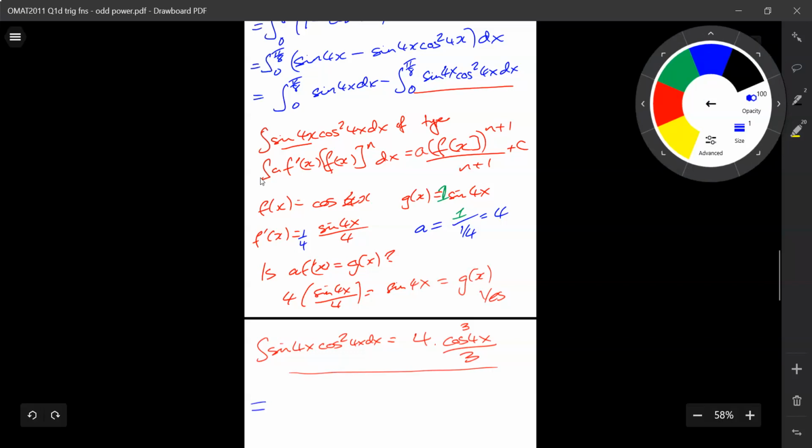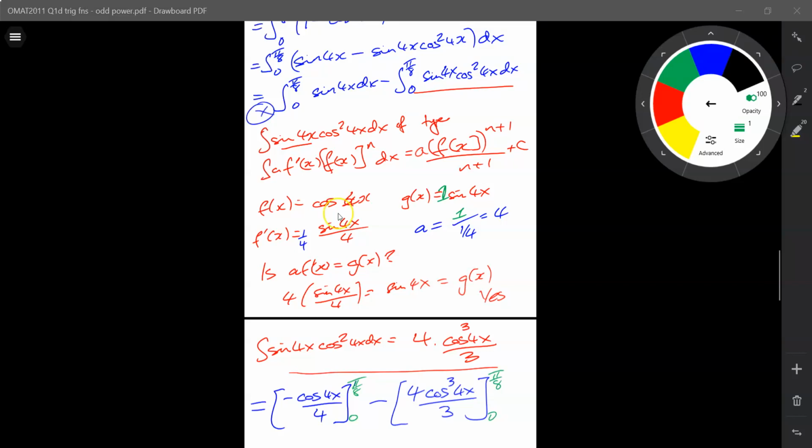So if I come back up here, I'm integrating these ones. So the integral of sine 4x is equal to minus cosine of 4x over 4, and that's going from the limit pi over 8 to 0, and this is minus, and in here we have 4/3 times the cosine of 4x cubed over 3, and we're going from the upper limit pi over 8 down to 0.